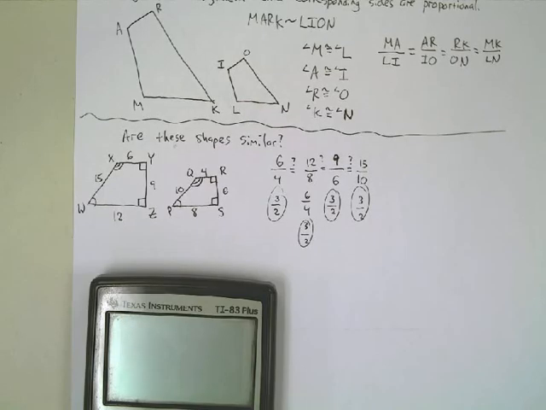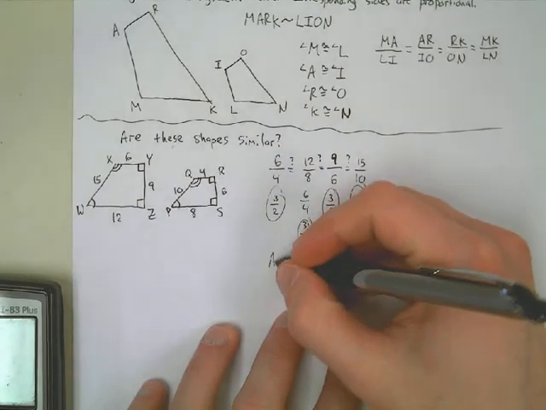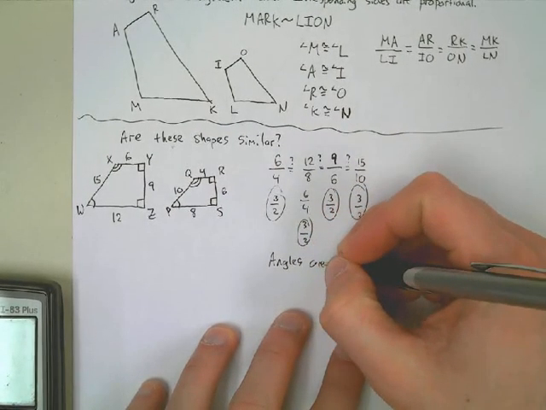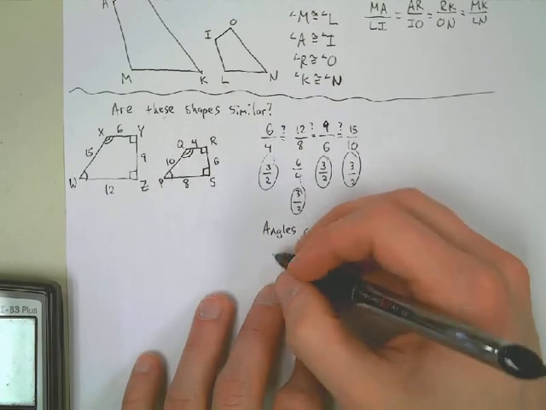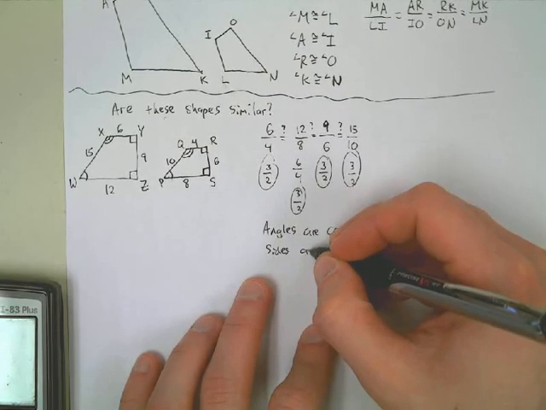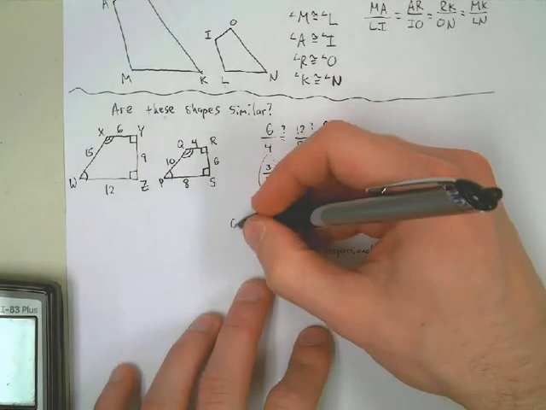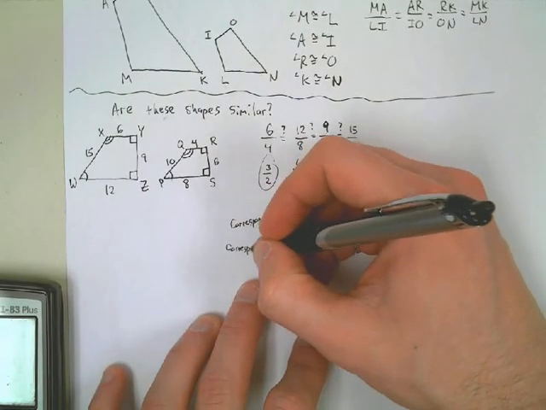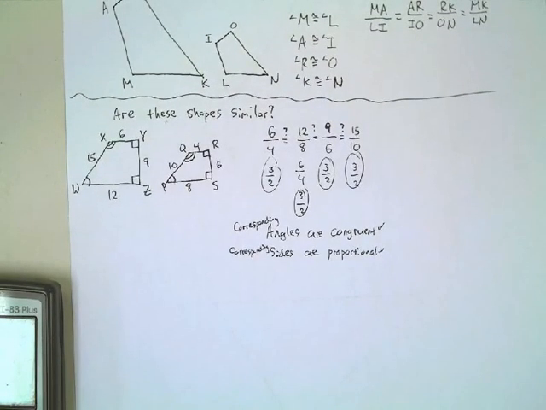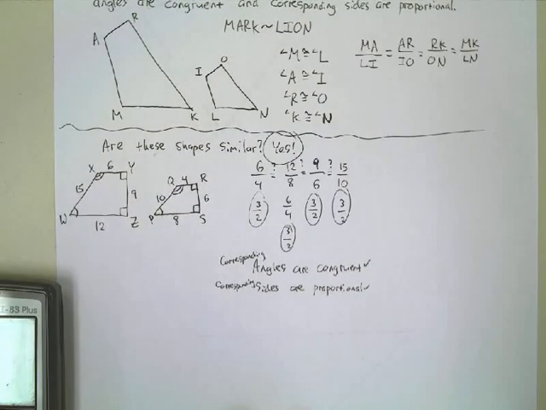Okay. So, are the shapes similar? Well, angles are congruent. So, check. And sides are proportional. Okay, check. And so I should say corresponding angles and corresponding sides. Okay, so those two things are true, so therefore the answer is yes. Okay, so there it is. Question on any of that?